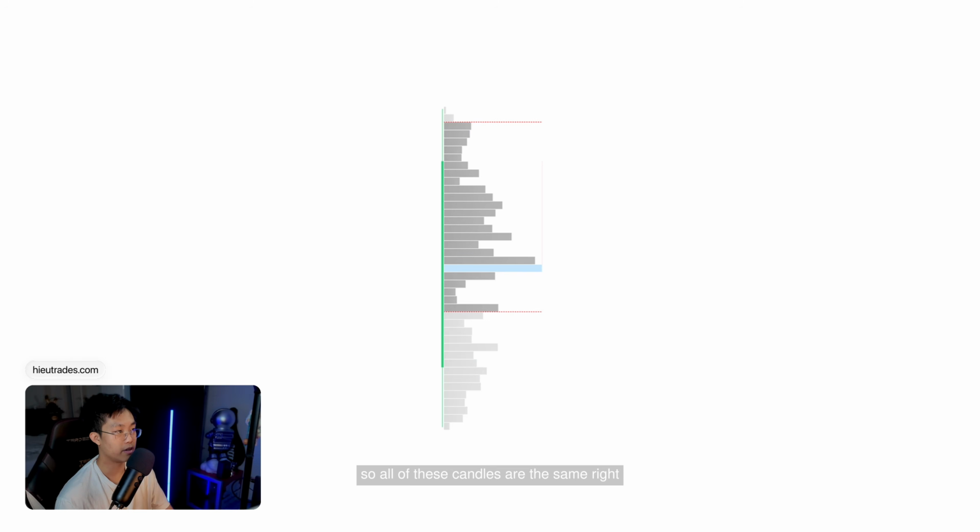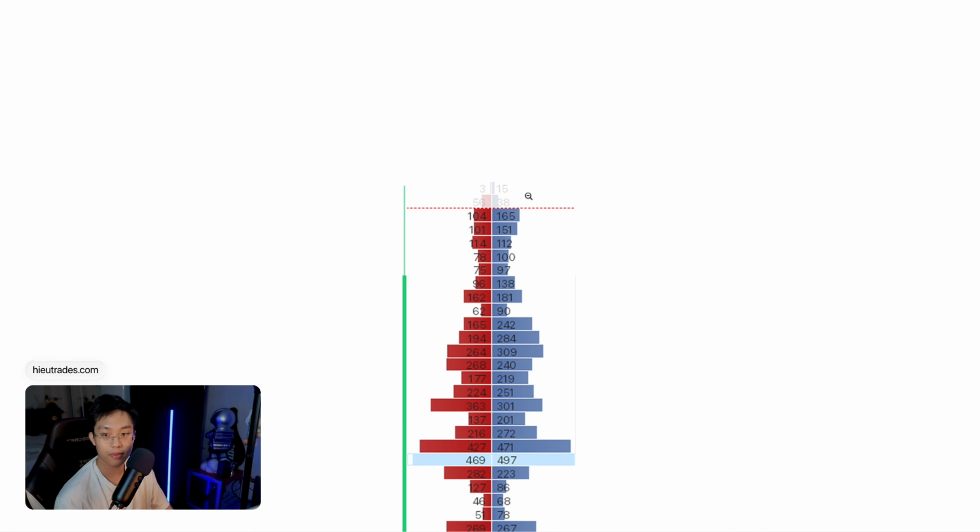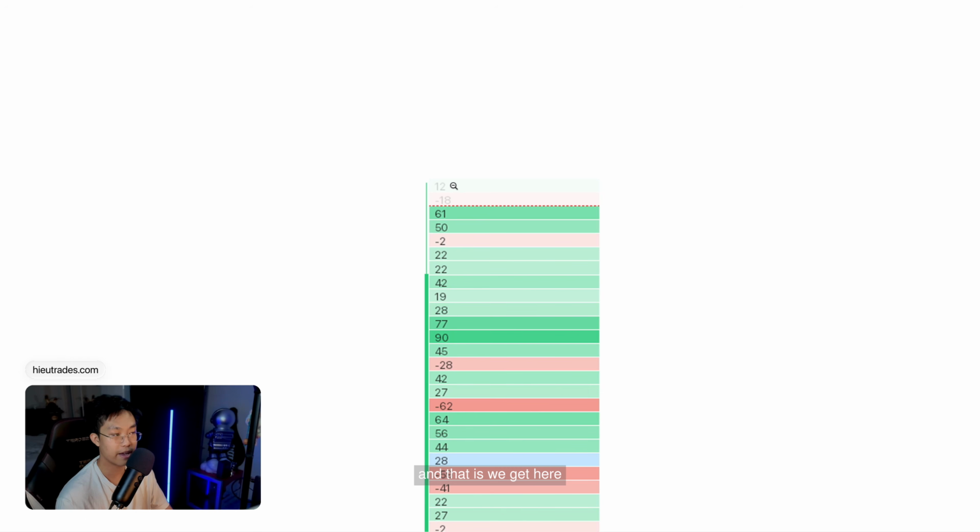So all of these candles are the same, right? These are all the same candles. If you look at the high over here, 15 aggressive buyers hit the ask and 3 aggressive sellers hit the bid. Delta is the difference between the right side and the left side, the difference between aggressive buyers and aggressive sellers. And that is what you get here. So you have a positive delta of 12.